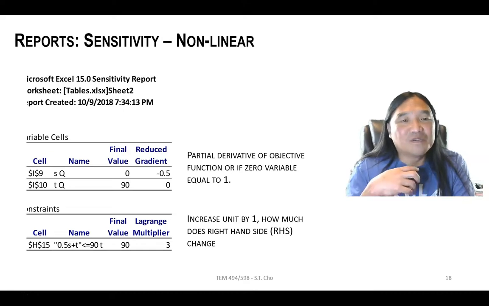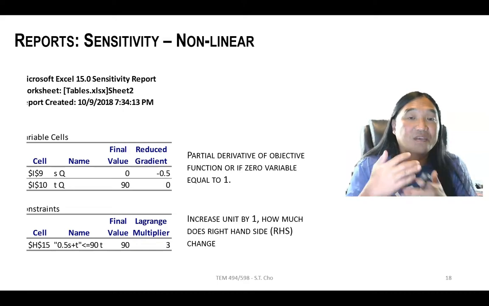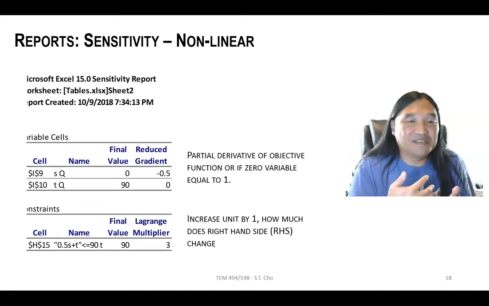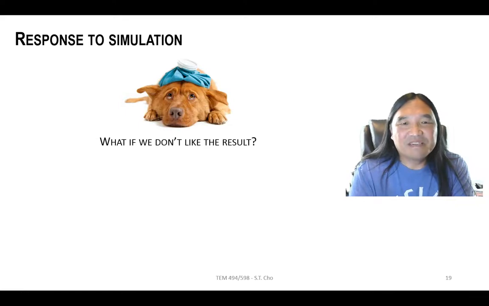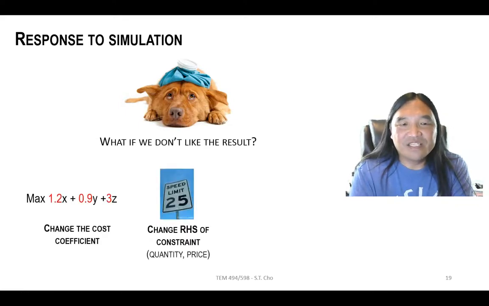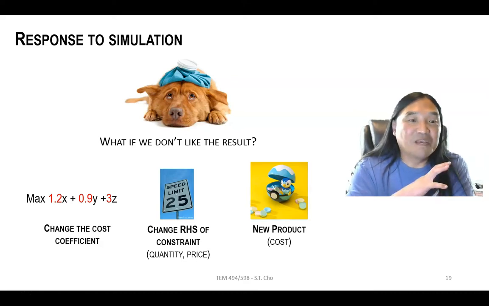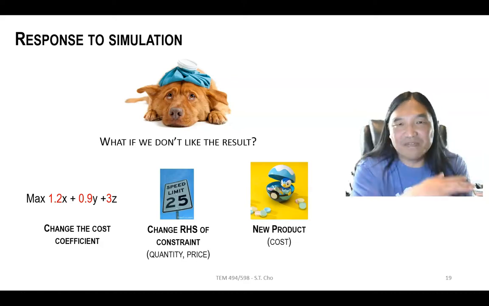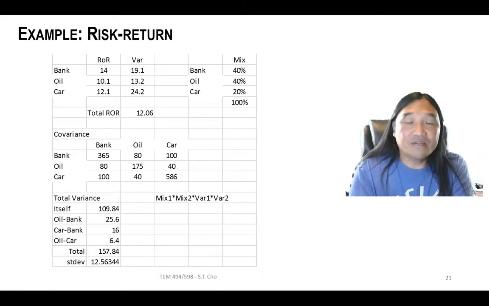And once again, there's also nonlinear sensitivities for functions that aren't linear. And so what they do is they look at gradients because you can only look at it over a small finite space. So in terms of simulation, again, if I don't like the result, I can change the cost coefficient, I can change the right-hand side, or I could make a totally new product, which has totally different variables to it. Here are the types of programs. Linear is most common. There are also nonlinear functions and elements, and those get a little trickier. And there are also integers, absolute values.